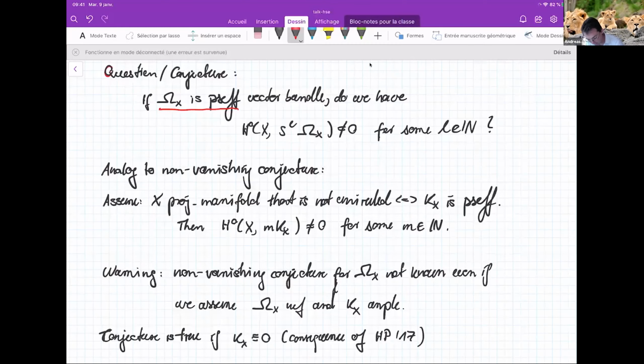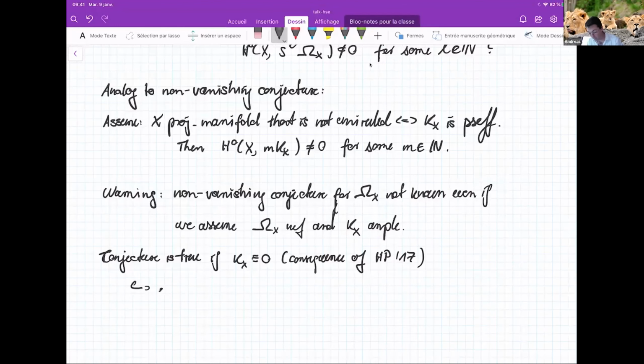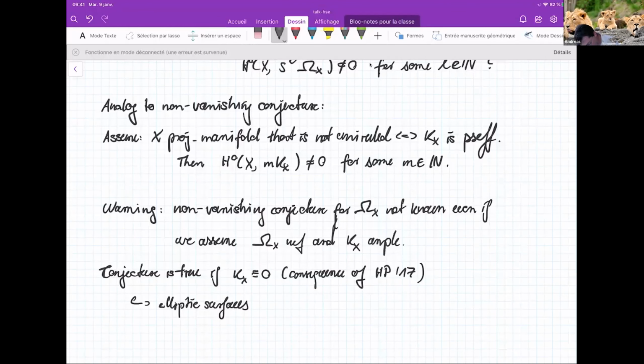Tomorrow we will look at elliptic surfaces, and there we will get exactly this. For most elliptic surfaces, you will see they will not have Ω_X pseudo-effective, but if it is pseudo-effective, then you will get the non-vanishing for free at the end. Okay, so elliptic surfaces tomorrow. So this is somehow on the positive side.